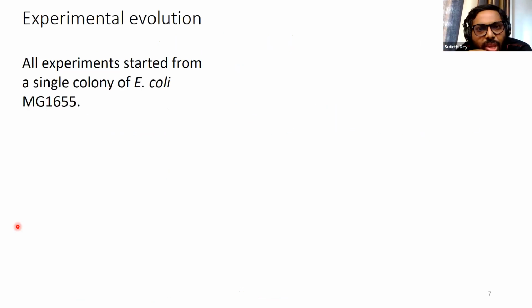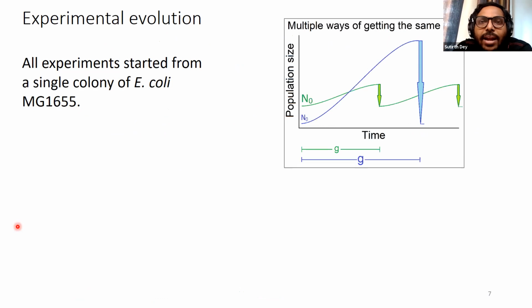So, in order to answer our question, we did some experimental evolution using E. coli. So we started our experiments from a single colony of E. coli MG1655, and we had two different measures of HM, harmonic mean, and these were attained in two different ways. In one case, we started with a small value of N0, and then we allowed it to go for a longer time, and then we subcultured it for the next generation. So this is the one that gave rise to a smaller N0, a smaller harmonic mean.